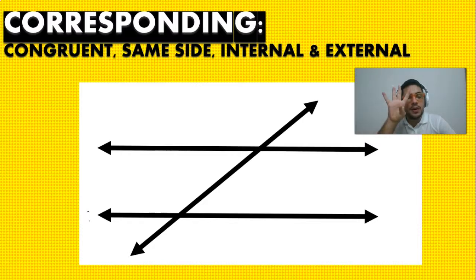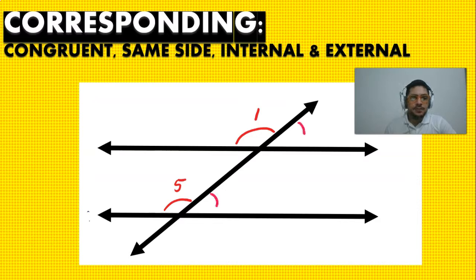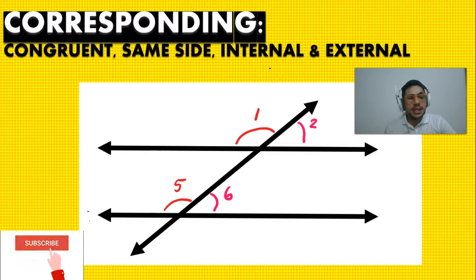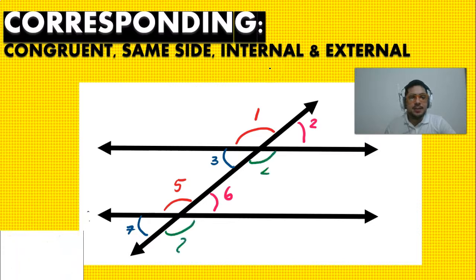There are 4 pairs of corresponding angles because they're congruent, they are on the same side, and one is internal and the other one is external. Okay, so 1 and 5, 2 and 6, then we have 3 and 7, and last but not least, we have 4 and 8, right?